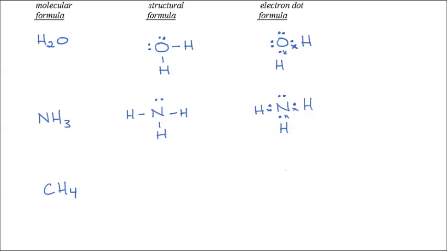CH4. Carbon has 4 valence electrons, group 14, and there are 4 hydrogens, each with 1 valence electron. And we end up drawing this kind of a structure. Each dash represents the shared pair.